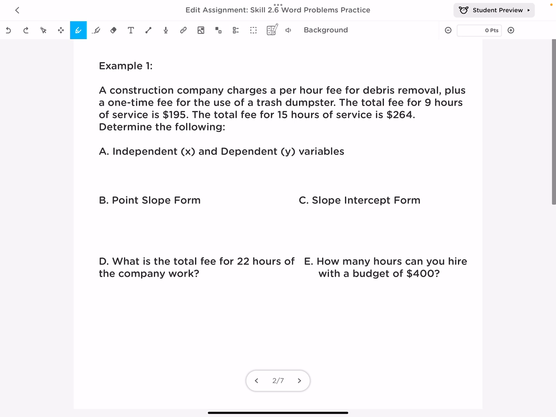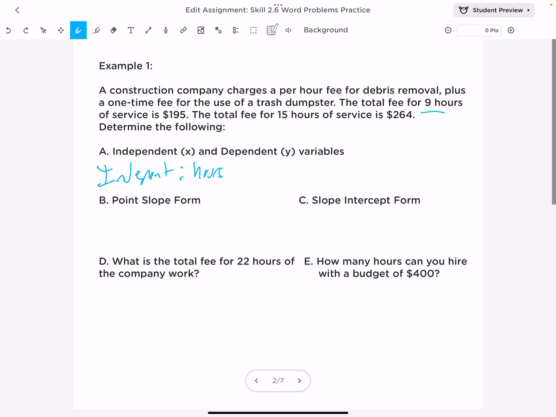First, the independent and dependent variables. So for our independent variable, that's our x, this is the input. This is kind of like the input or the thing that we use to base our calculations. And in this case, it is the hours, right? This is kind of like our x variable.